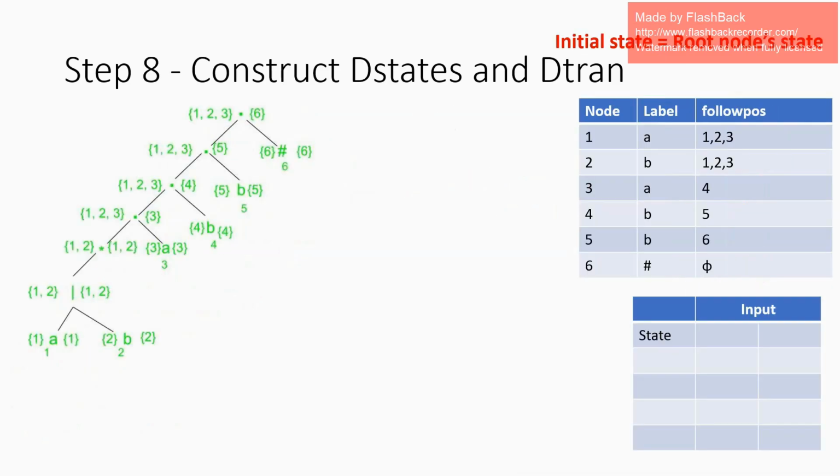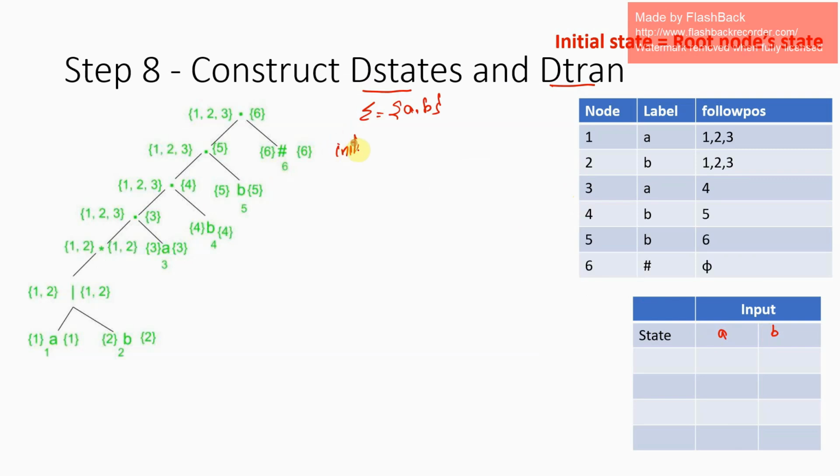So this is the thing we have created for every label. From this to this, we calculated what is the follow position for every leaf node. The next step is the construction of the D states and the D transitions. And here we are having two symbols in the regular expression. We have to find the transition based on these two symbols. And these symbols are represented in the transition table.